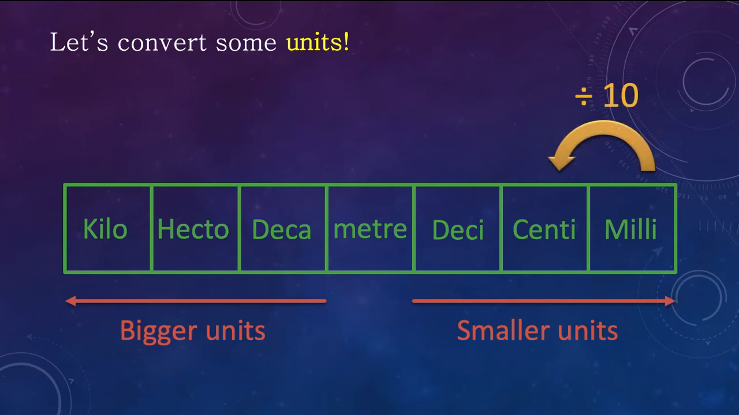Okay, so when we actually want to convert, if we're going from the right side to the left side, every step I take, so starting here in this particular example, if I started at millimeters and wanted to convert to centimeters, I would just take that number and divide it by 10.